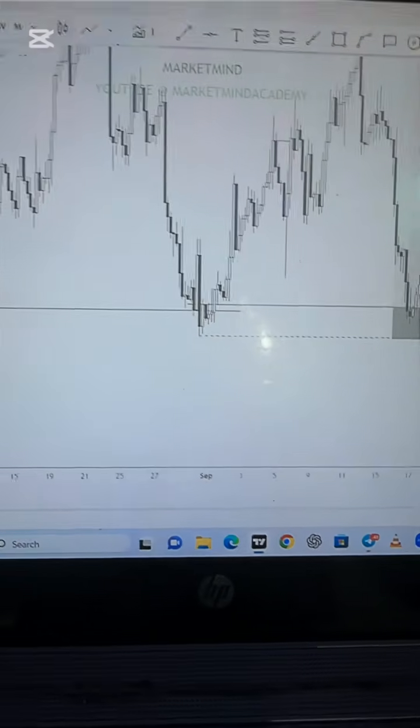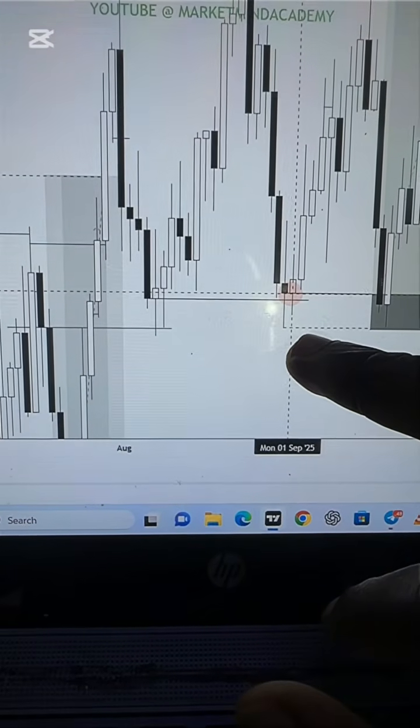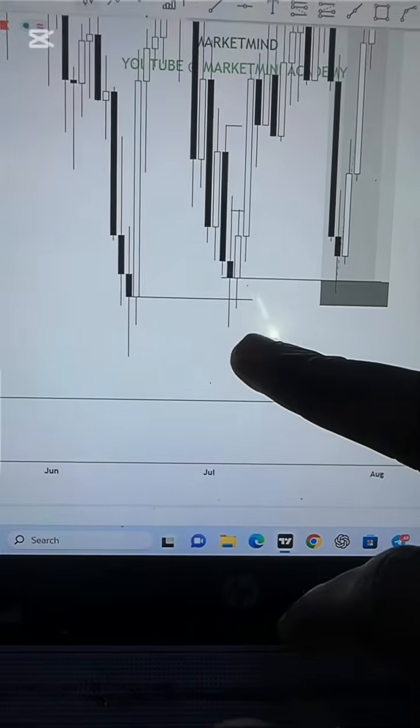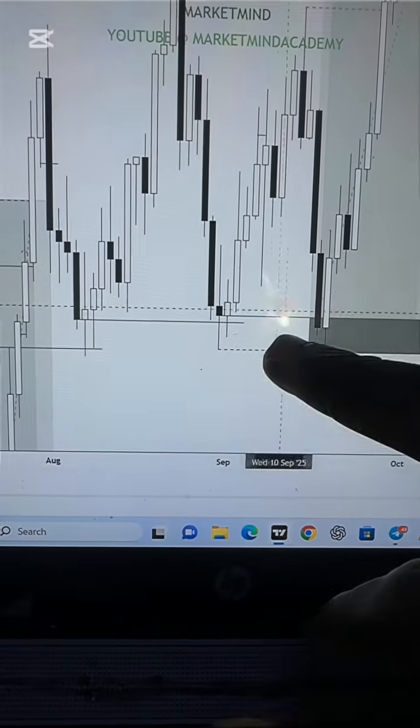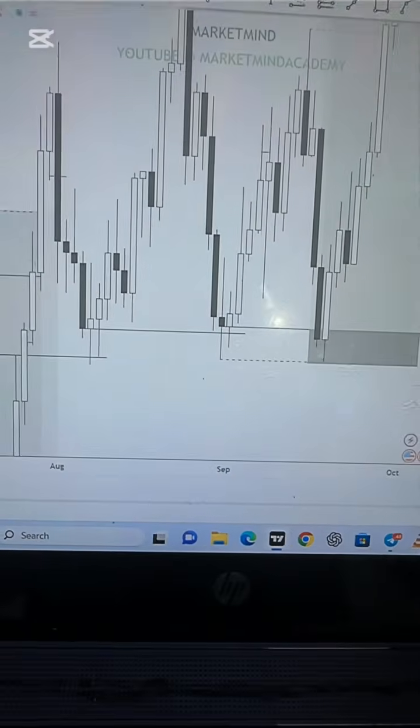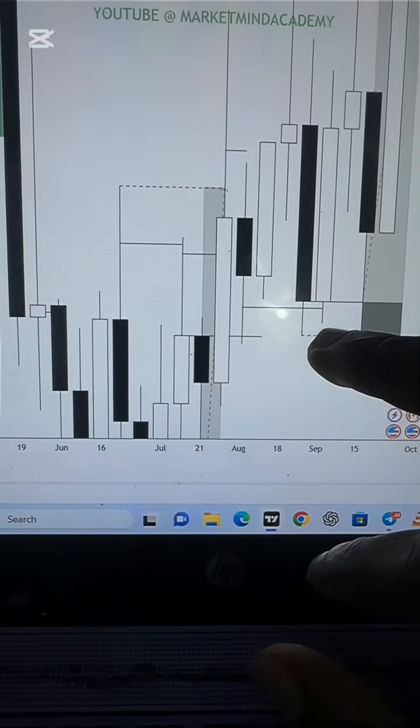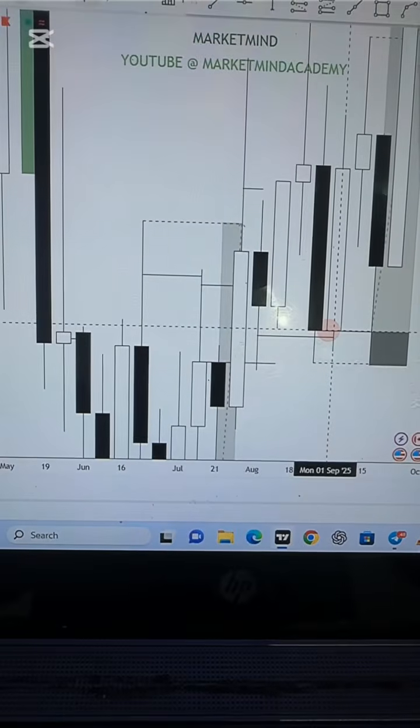Because it has alignment. So can you see on the daily time frame, the RBS entry was also aligned with the daily support, just as this was also aligned with the daily support. Can you see? The same thing. And then when you go to the weekly time frame, it is also in alignment with the weekly support. So can you see that is a high probability trade?